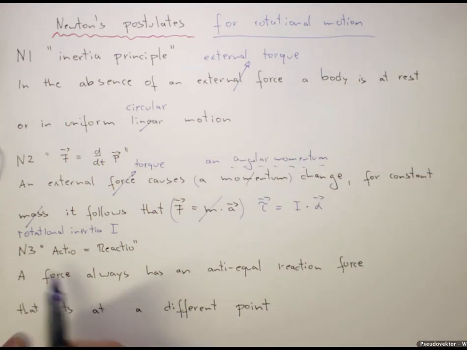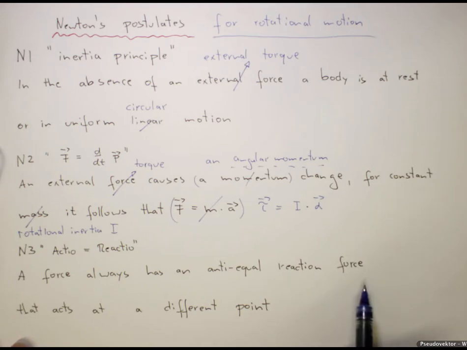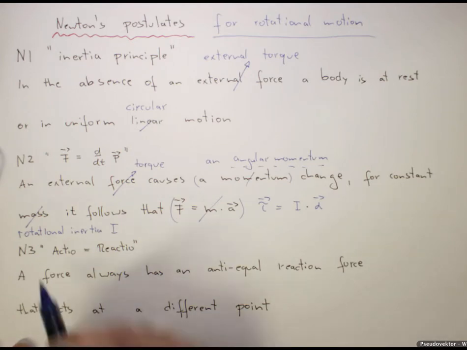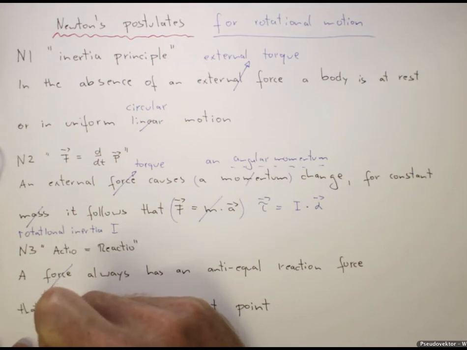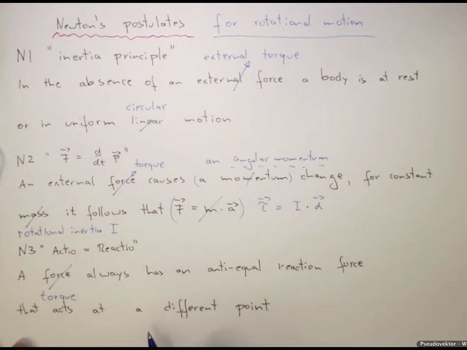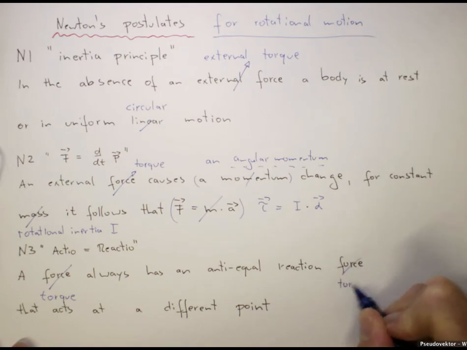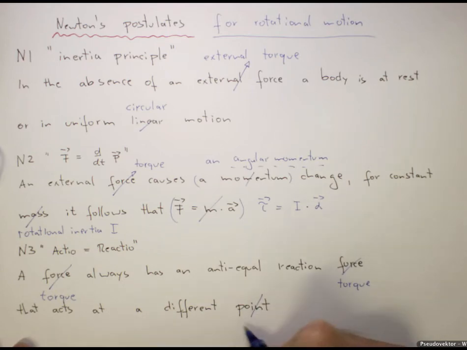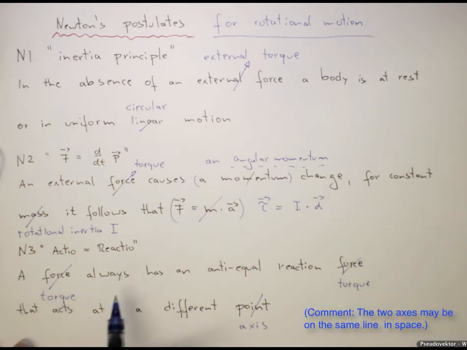And N3, actual equals reactual, reads in the linear version, a force always has an anti-equal reaction force that acts at a different point. Here we now have to say a torque always has an anti-equal reaction torque that acts at a different point. No, it can't. A torque can never act at a point. A torque needs an axis, so here we need to write axis. So Newton 3, actual equals reactual, reads: a torque always has an anti-equal reaction torque that acts at a different axis.